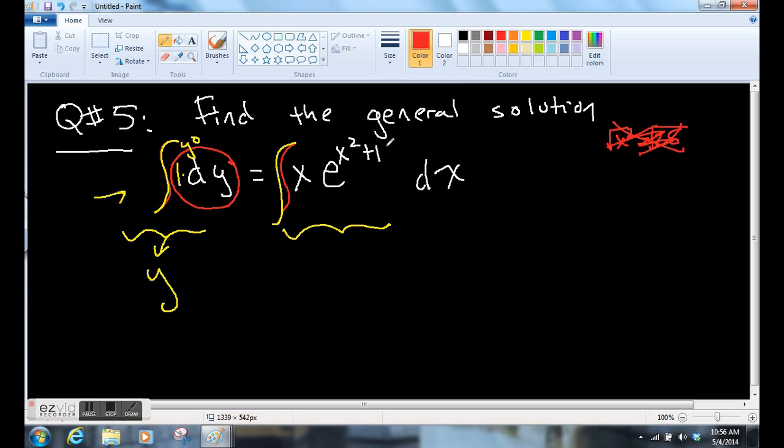I'm going to go through the u substitution. So I don't like this complicated function in the exponent, so I let u equal x squared plus 1. du, the derivative of u, is 2x dx. I wish there was a 2 here.